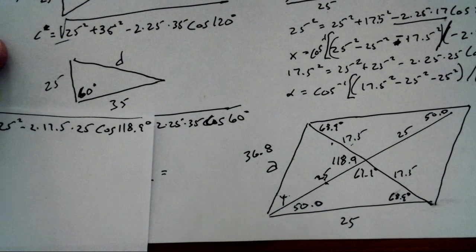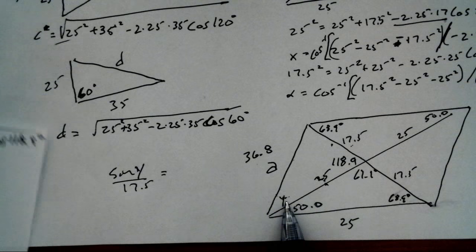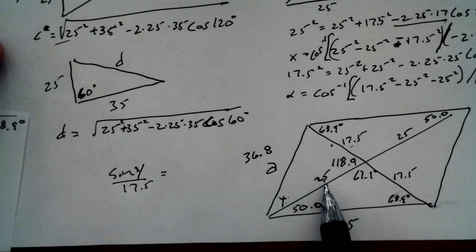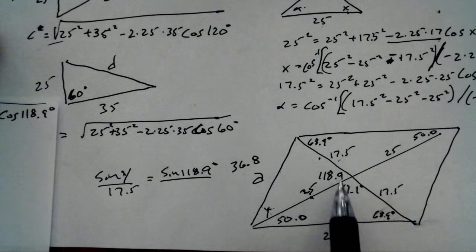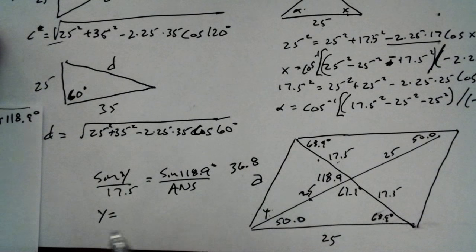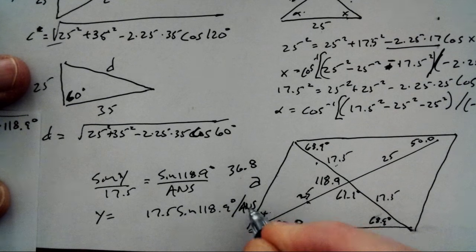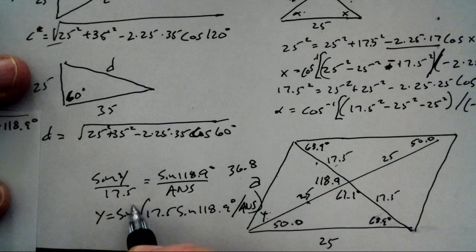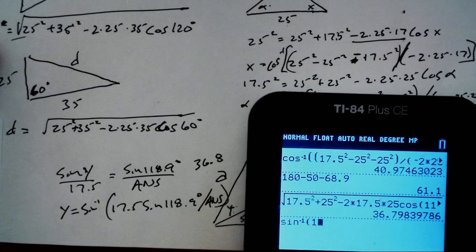And now that we have that, I'm going to claim we have enough information left to find this angle. We can definitely law of sines this thing now. So now I can go sine of y on 17.5 equals sine of 118.9 degrees on A, or y equals 17.5 times sine of 118.9 degrees divided by A, and we have to take sine inverse of that. Second, sine inverse. 17.5 sine of 118.9, close that. Divide by A, which is my answer, and we get 24.6.